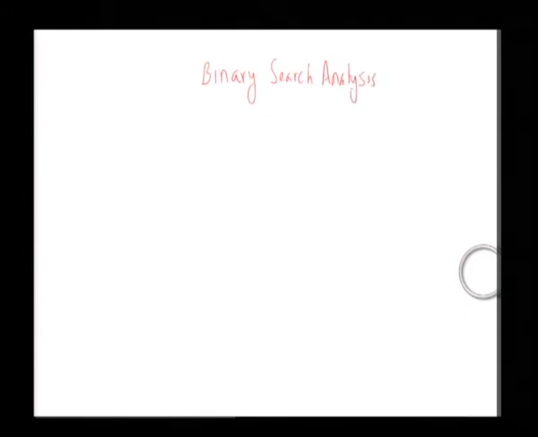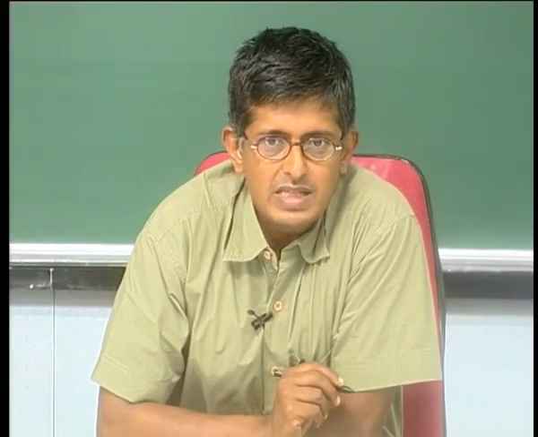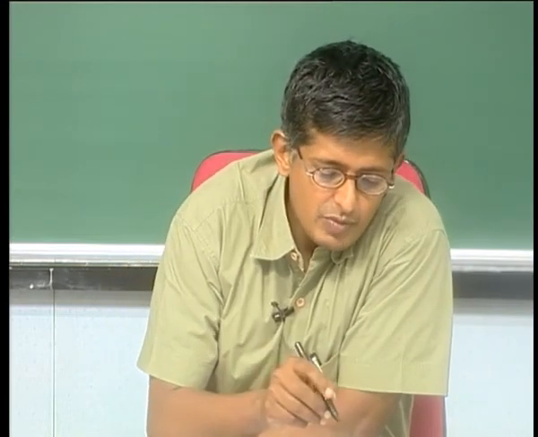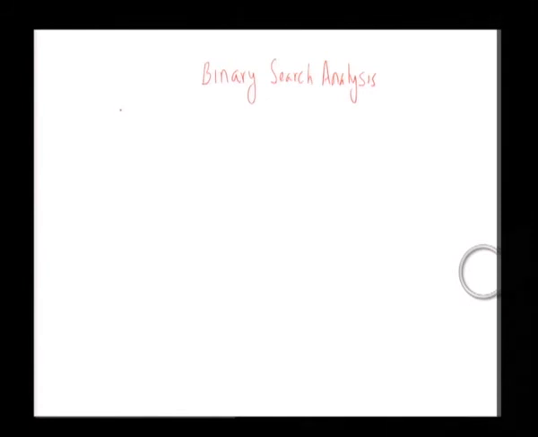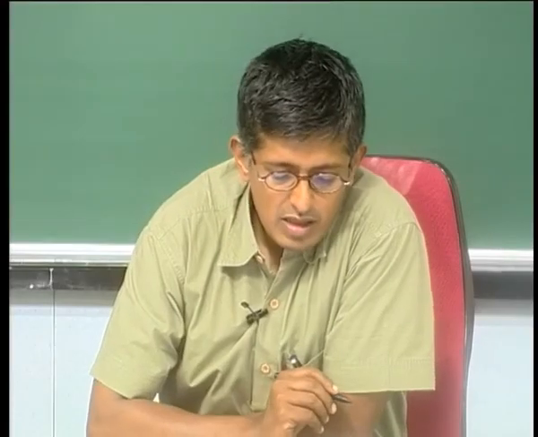Let us look at the analysis of binary search, where our goal is to estimate the total number of comparisons of the binary search algorithm. So, let us write the formula for binary search by T of n, where T stands for time and n stands for the array size. For the moment, let us assume that n is a power of 2. This simplifies our analysis, and therefore, we use n to be a power of 2.